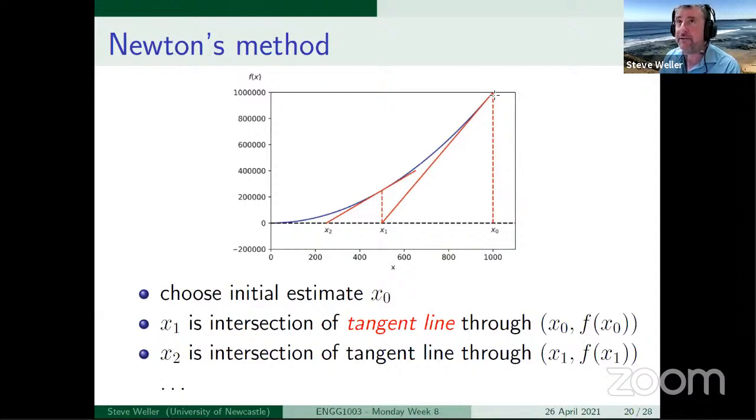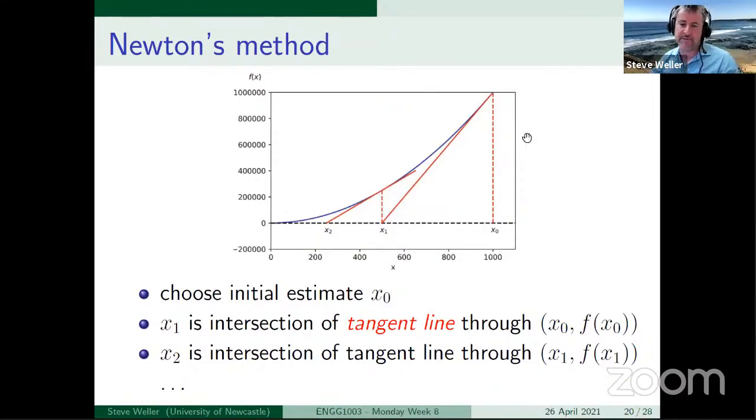Now, if what I've just said to you in the last couple of minutes doesn't make sense because you haven't studied calculus yet, then don't worry, because we're not going to implement Newton's method in this course. I just want to give you a visualization of how Newton's method works.